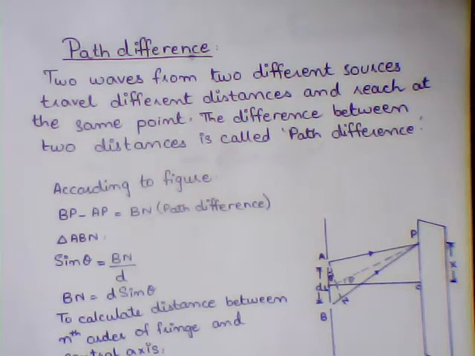To understand the derivation, first we should understand the path difference. Two waves from two different sources travel different distances and reach the same point. The difference between the two distances is called path difference.